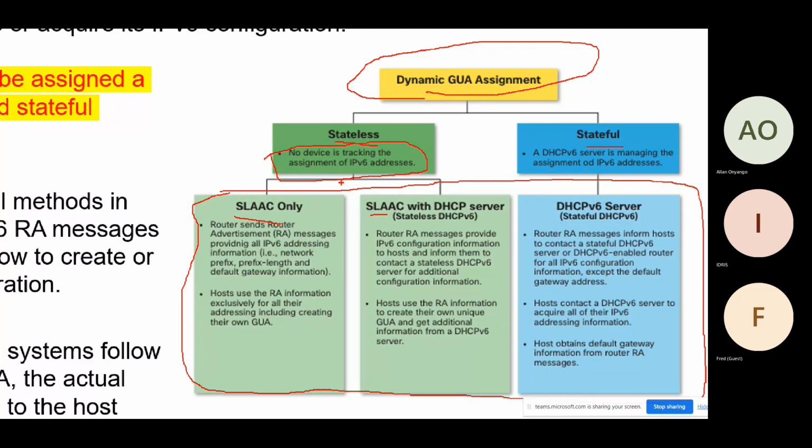So again, as a comparison, the last method, which is the stateful one, is the equivalent of what we did yesterday, okay? This stateful DHCP version 6 server is the equivalent of the DHCP version 4 server that we learned about yesterday. So get to know that one there.